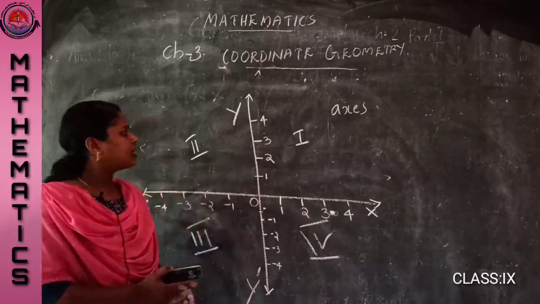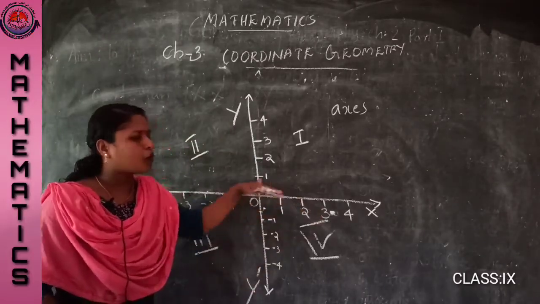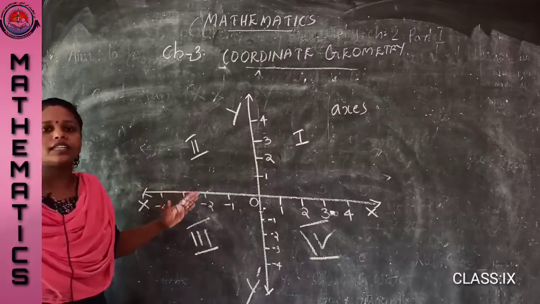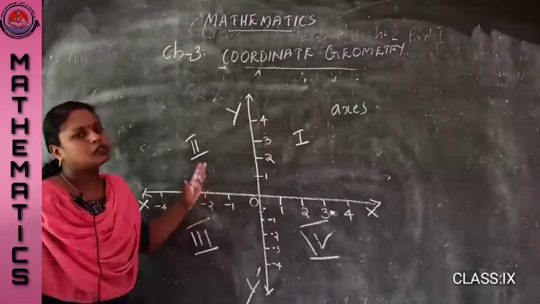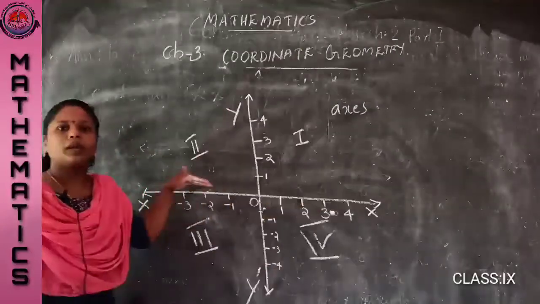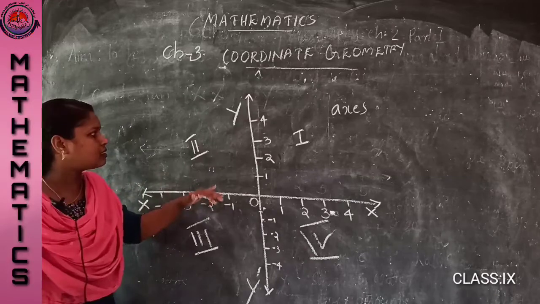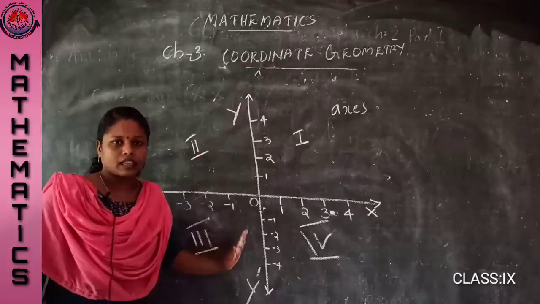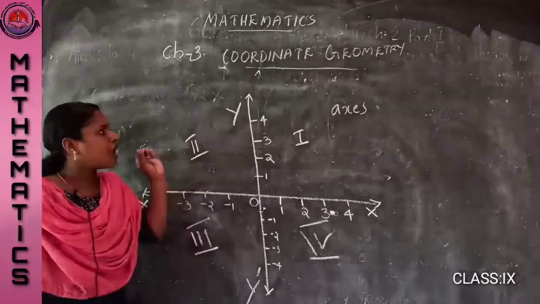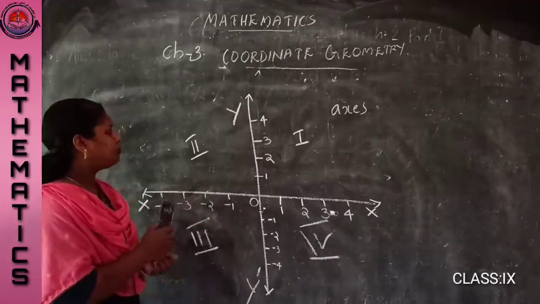Next, this vertical and horizontal line plane is called a Cartesian plane. A Cartesian plane has two perpendicular lines. The horizontal axis is called the x-axis and the vertical axis is called the y-axis. This is a Cartesian plane.